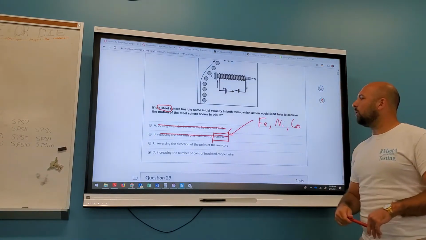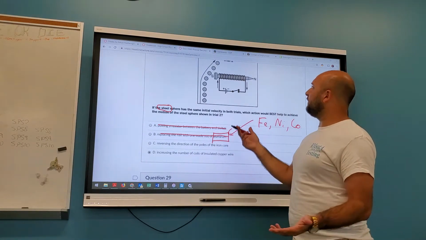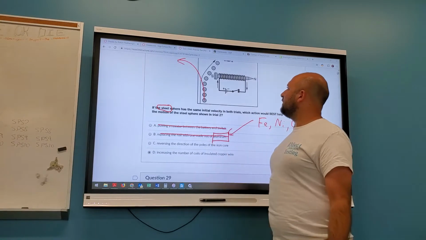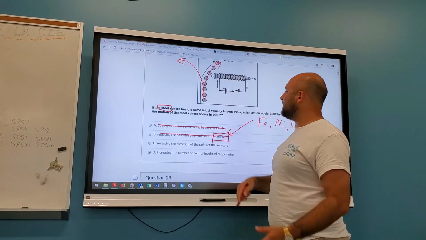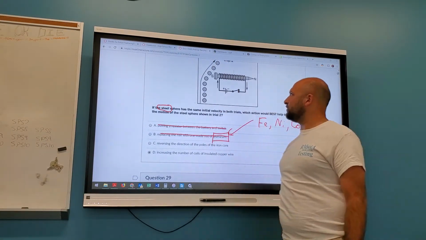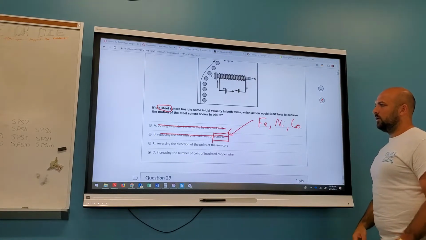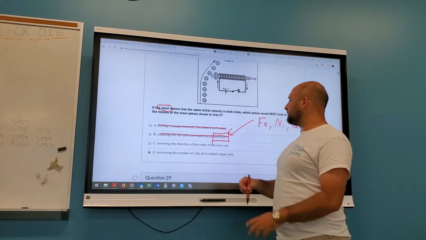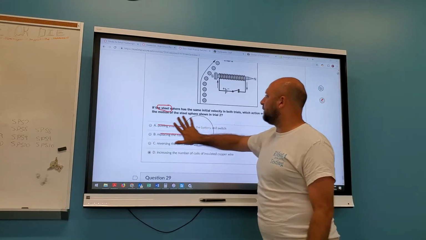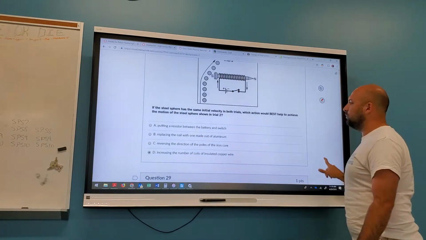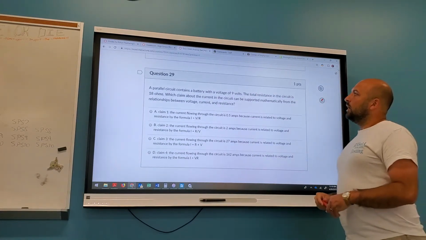Reversing the direction of the pole on the iron core. If you reverse the direction, then it might go the other way. Or I guess it might still come the same way, but you're not going to affect anything by reversing the direction. That's not going to make as big a difference. Increasing the number of coils of insulated copper wire. If you need a bigger electromagnet, you know you need more coils. That's the deal.